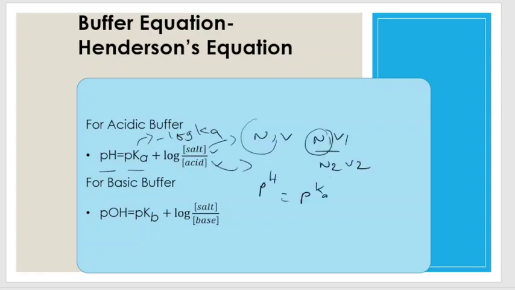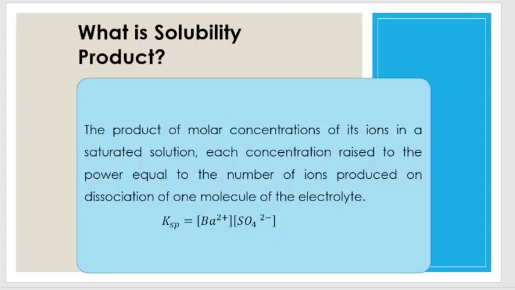pH is equal to pKa plus log of N1V1 by N2V2, because after mixing both, definitely there is a change in the concentration. That change we can predict, or the change ratio we can take as N1V1 by N2V2. Similarly, for pOH we can say pKb plus log of salt by base. Okay. Now let's move to the solubility product.